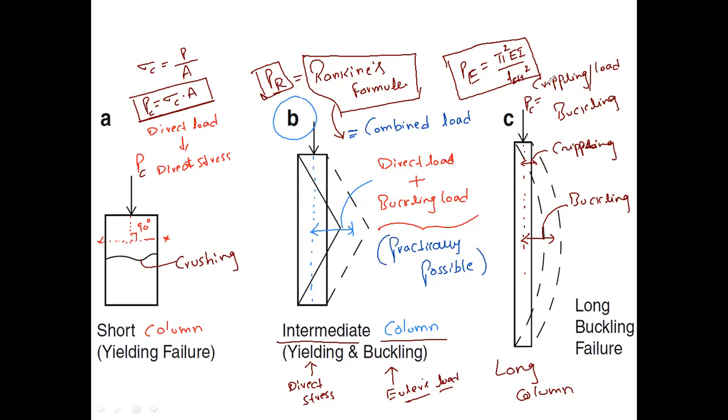ఇప్పటి వరకు మీకు Euler's formula ఎందుకు చదివామో మీకు అర్థమైంది, అవునా? So why we have studied the Euler's formula? To know what is the buckling load of the long columns which fail under buckling. Right? So then what is the purpose of studying this Rankine formula? To calculate the combined load where the intermediate columns are subjected to direct stress plus buckling stress. Clear? So let's derive what is this Rankine formula.